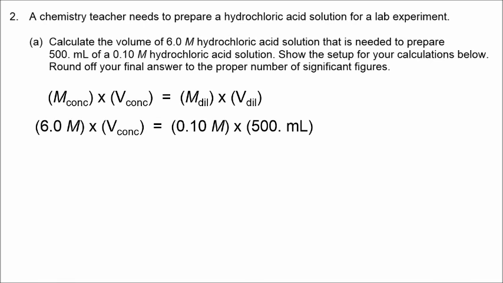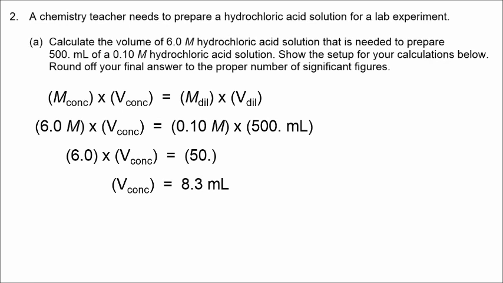The concentrated solution was 6.0. The dilute solution was 0.10. The volume of the dilute solution is 500 milliliters. So we're going to be doing the math of 0.1 times 500, which is 50, divided by 6, rounding that off to 2 significant figures based on the measurements we're given. 8.3 milliliters of the stock solution is needed.